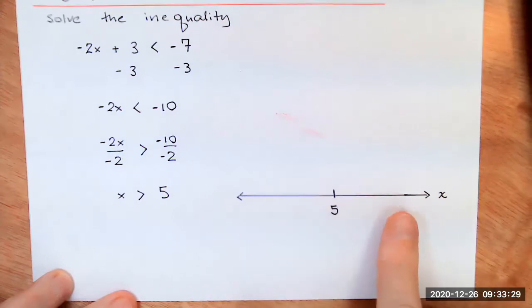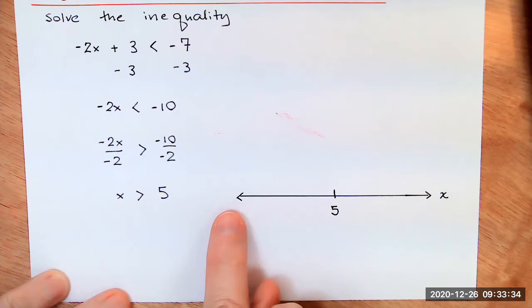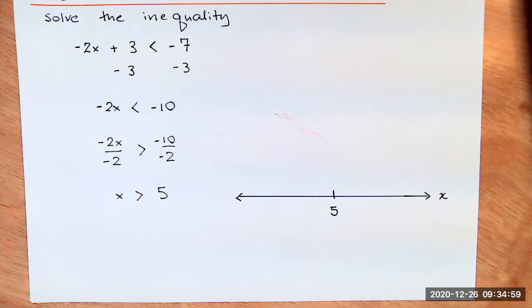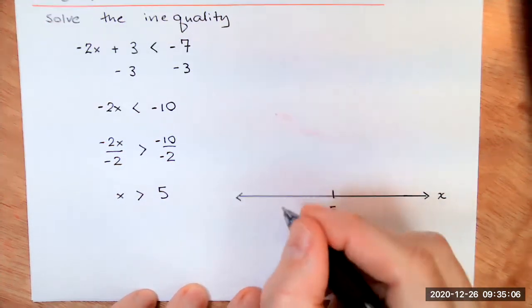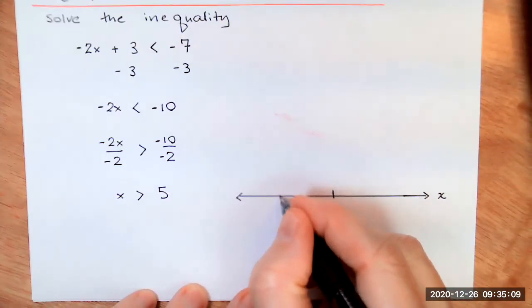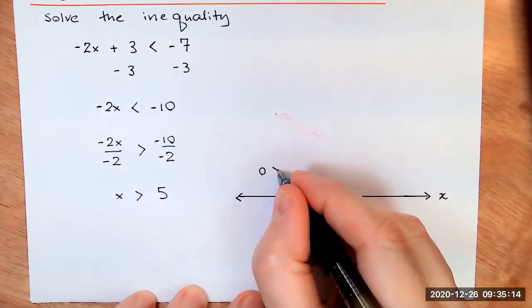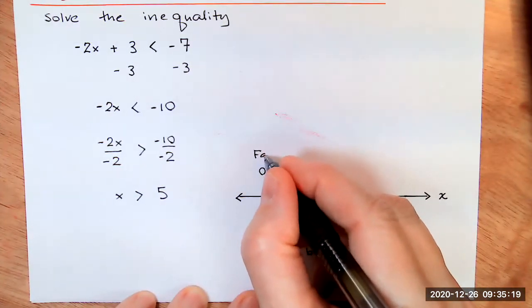And now we have 2 regions to test, because our solution set will either be all of the numbers on this side or all of the numbers on this side of our boundary value. Let me write that down for you. All right, so to test our two regions, you can choose any number in this region, like 0. Is 0 greater than 5? That's false.